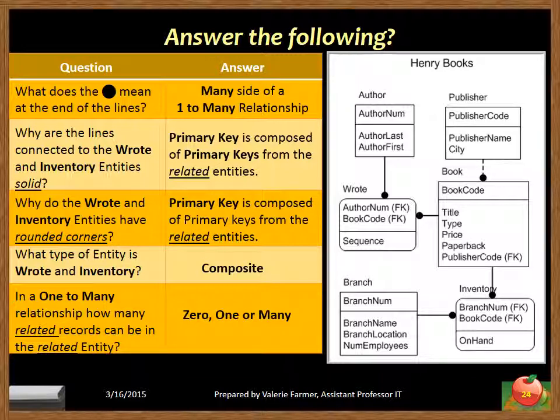A case where there might be one, or there must be one, is in the wrote table, the relationship between author and wrote. If a book is written, it must have an author, so there would have to be an author number in the wrote table.